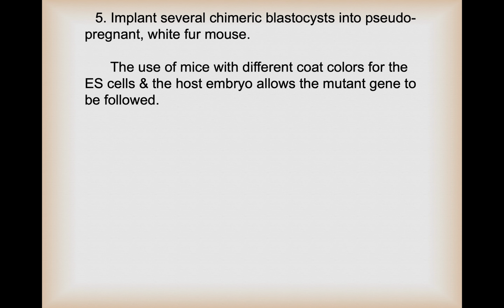Alright, so the fifth step is to implant several of the chimeric blastocysts into a pseudo-pregnant white fur mouse. So the surrogate mother is of a different color than the original blastocyst, so white. So the use of mice with different coat color for the embryonic stem cells and the host embryo allows the mutant gene to be followed phenotypically. So as you can see over here.